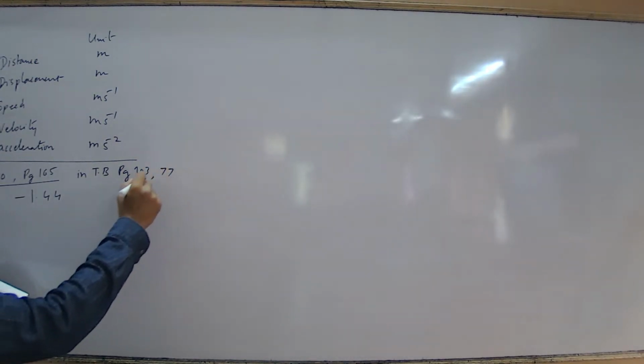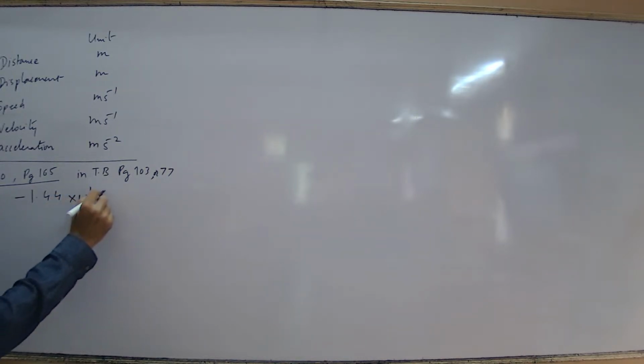So we got the answer as minus 1.44. This is question number 10, page 165 of your volume. And for the textbook, it is on page 103 of the old NCERT book. I don't know how many of you have old and new. All of you have the old book? Is it 103? This is the second question. What is the page number? 77. Okay, so in the new book it is page 77. Okay, so now you check.